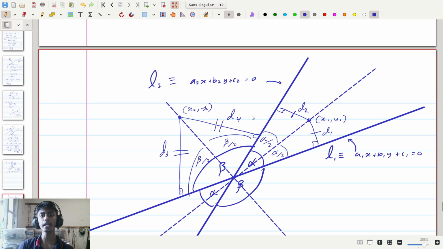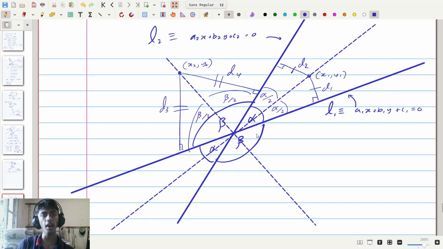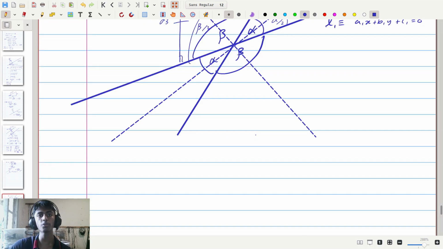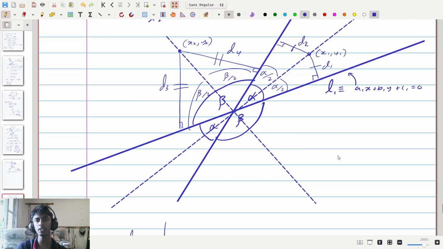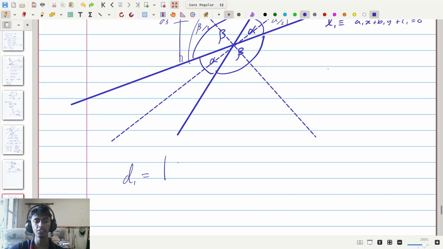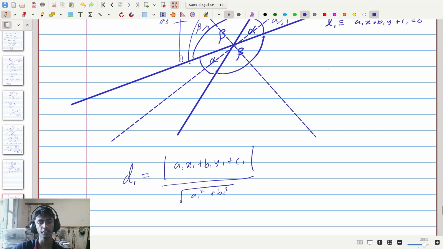Considering this, let's write out d1, d2, d3 and d4 and figure out what them being equal means. So then, d1 is the distance of x1, y1 to the line L1. We know how to do this because we just found how to find the perpendicular distance of a point from a line of this form. So then, d1 is equal to the absolute value of, into this equation of L1, we need to substitute these points here. So therefore what we have is a1 x1 plus b1 y1 plus c1 divided by the square root of a1 squared plus b1 squared.